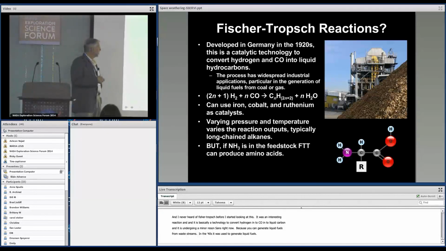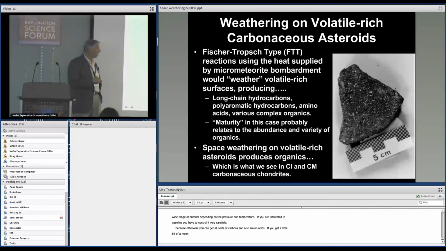And basically what they do is use various catalysts and vary the temperature and pressure of the reactions. And that varies your outputs. And typically what you do is get long-chain alkanes. It turns out that one of the industrial problems that you have with Fischer-Tropsch is that you get such a wide range of outputs depending on the pressure and temperature of the reaction that if you're interested in gasoline, you have to control it very carefully. Because otherwise you can get all sorts of long-chain carbons and also amino acids. If you get a little bit of ammonia in the feedstock, you produce amino acids.